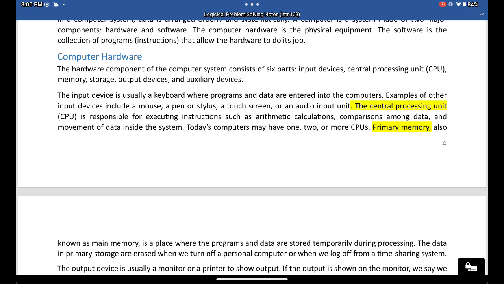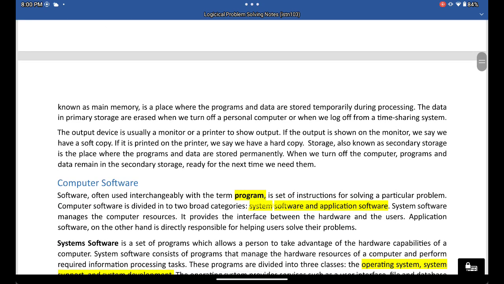Now, memory and storage are different. Primary memory, also known as main memory or memory in general, is memory that is used temporarily. What that means is short-term memory. For example, if you turn the computer off, what's in short-term memory will be erased, unlike storage.